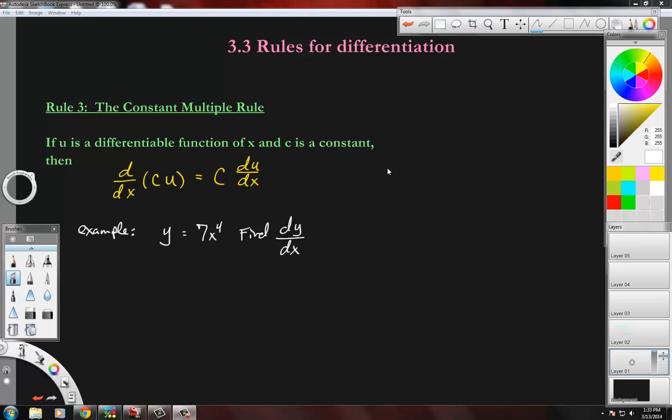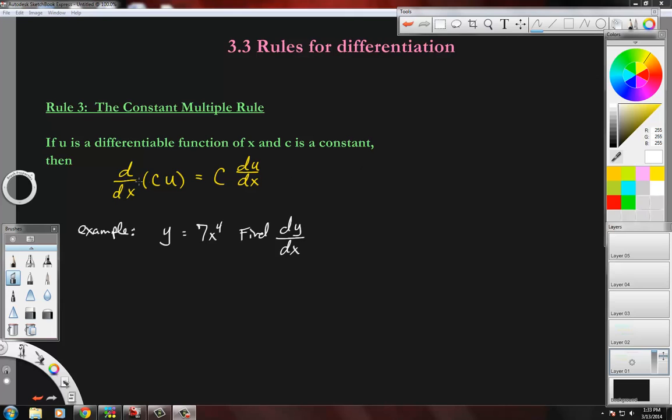Hi, we're going to do more rules for differentiation. Today, rule 3 and 4, but first rule 3, the constant multiple rule. And this says if u is a differentiable function of x and c is a constant, then this yellow thing is true.